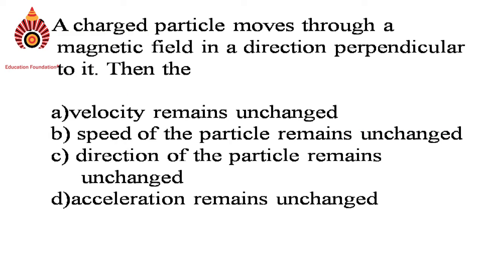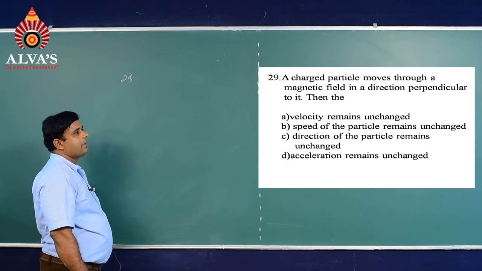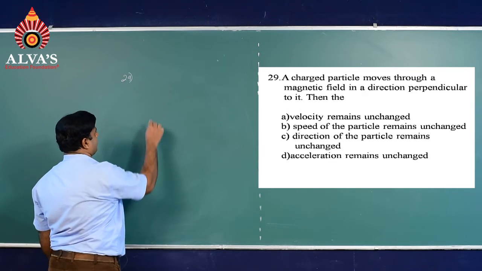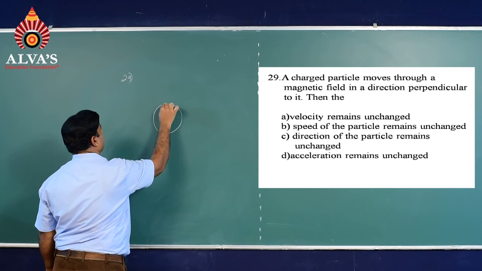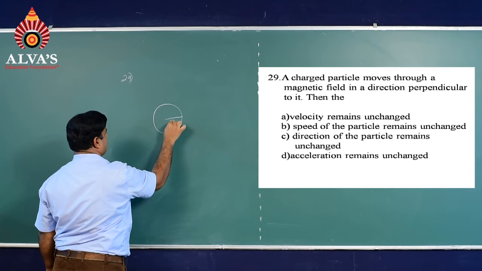A charged particle moves through a magnetic field in a direction perpendicular to it, then the. So, a charged particle moves perpendicular to the field, implying it should move in a circular path of a certain radius r.